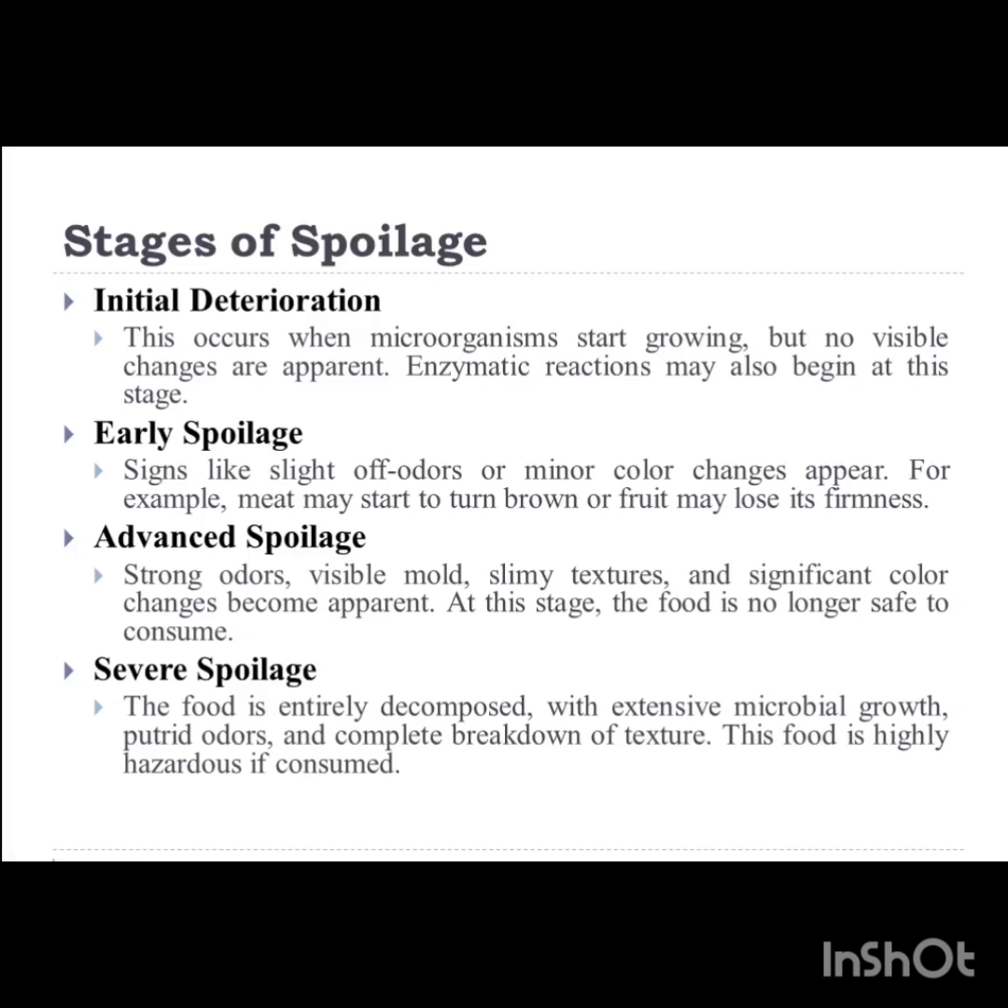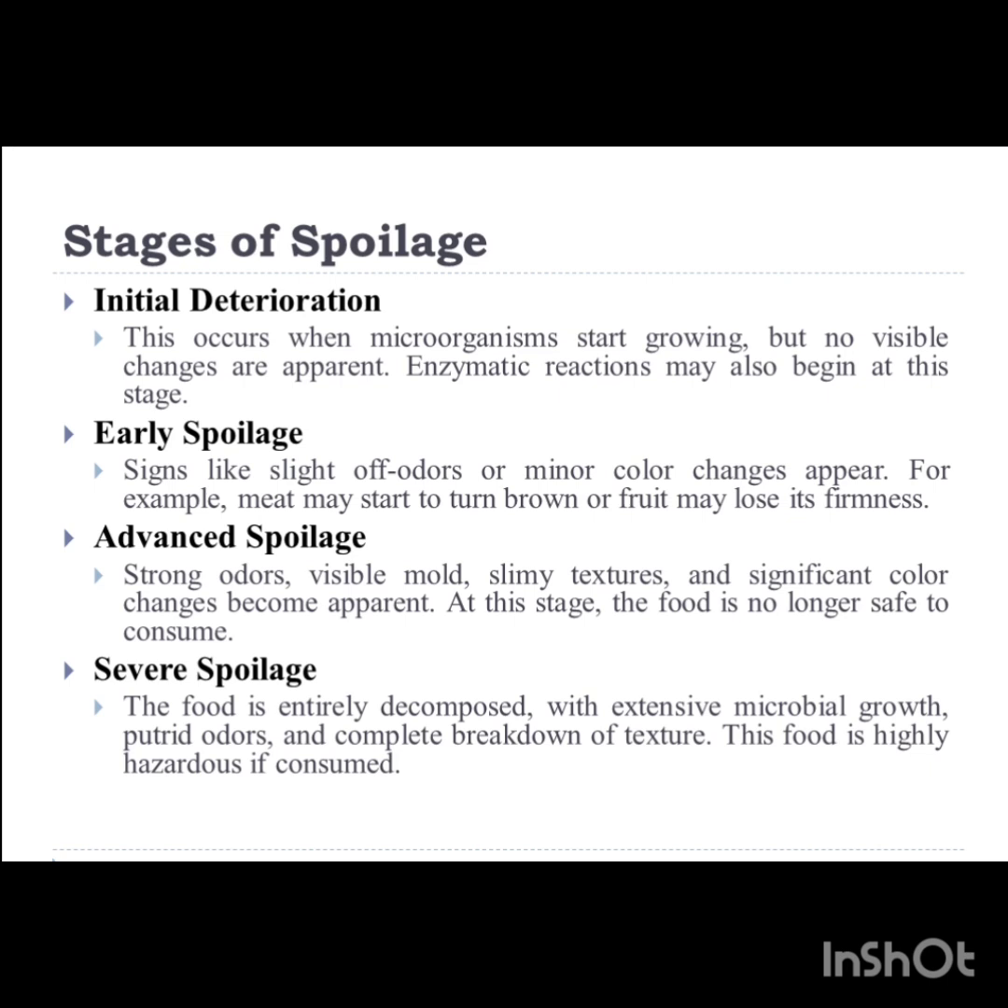Now the stages of food spoilage. First is the initial deterioration, when the food quality is starting to deteriorate. This is a very primary step. Many people cannot even identify this step. Now moving to the early spoilage. When we talk about the early spoilage, there is slight change in the color or the appearance. The freshness is lost. There may be addition of some odors which will give you an indication that the food has started spoiling.